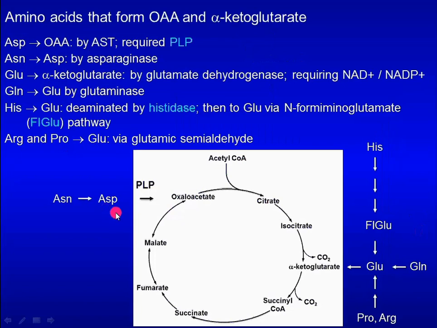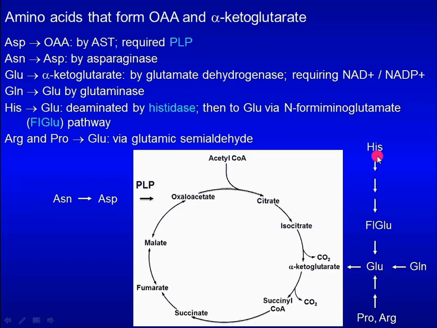Aspartate can be converted to oxaloacetate through transamination catalyzed by AST. Asparagine can be converted to aspartate by asparaginase. Glutamate can be converted to alpha-ketoglutarate through oxidative deamination catalyzed by glutamate dehydrogenase. Glutamine can be converted to glutamate by glutaminase.